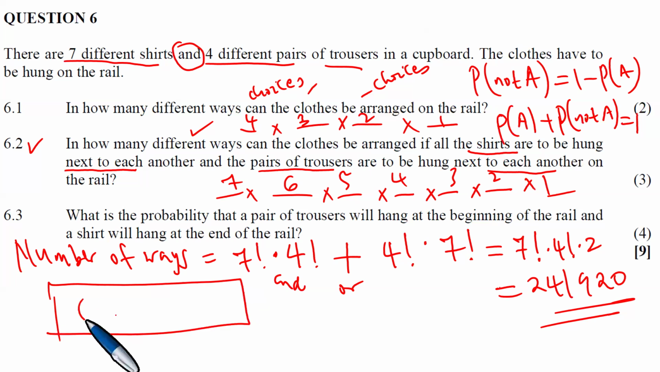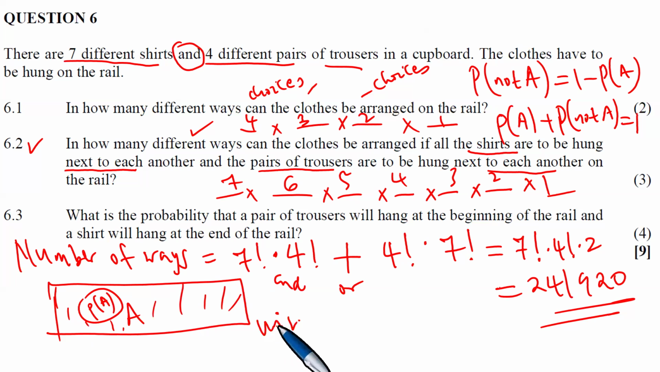Why is it this? Because if you look at the event space and we have an event A, the probability of A is going to be inside A like this. Then the probability of not A is going to be outside like this. So the probability of everything in the universal set is what? Is 1. All right, good. Let's move to the next question.